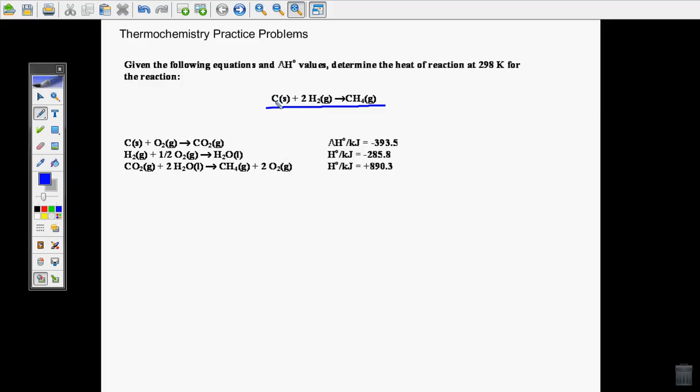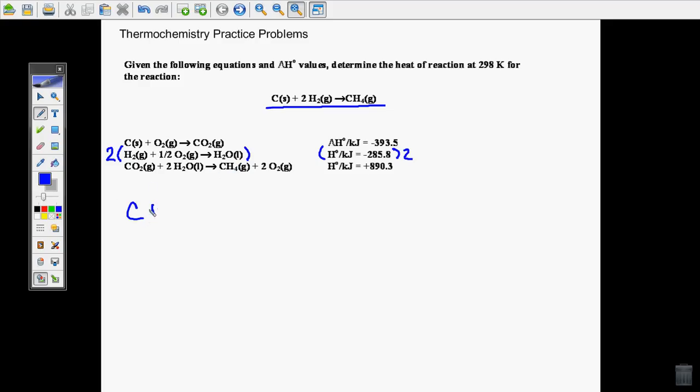So I have carbon starting out here, one, and I have carbon on this side, two, so I'm going to leave this alone. I'm not going to do anything to this equation. Then over here I've got H2, well here I've got 2H2, so I want to multiply this equation by 2. So if I do that, then I need to multiply my delta H by 2. Then I've got methane on this side, I have methane on this side. Okay, so I don't want to do anything else.